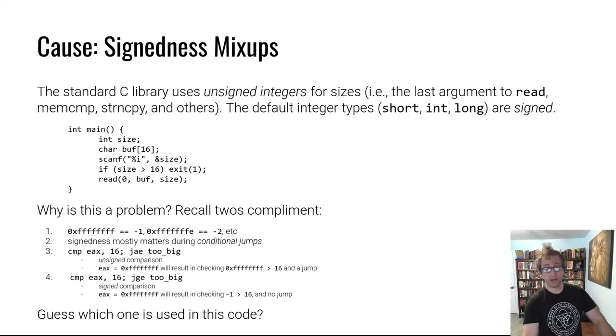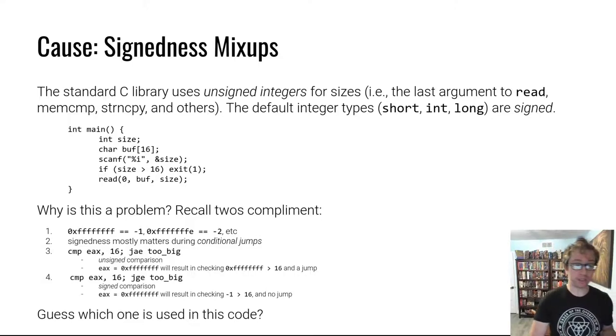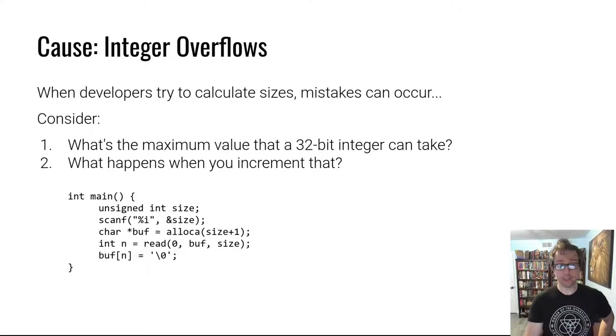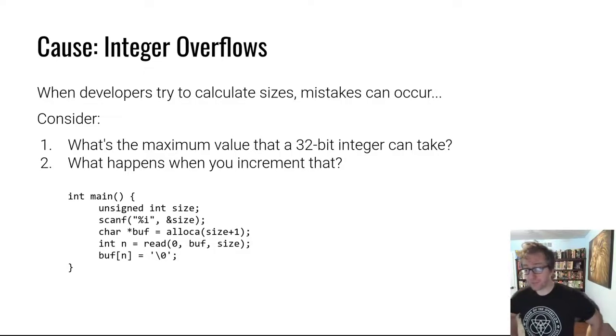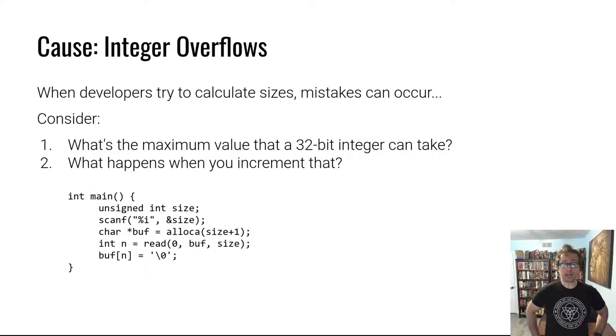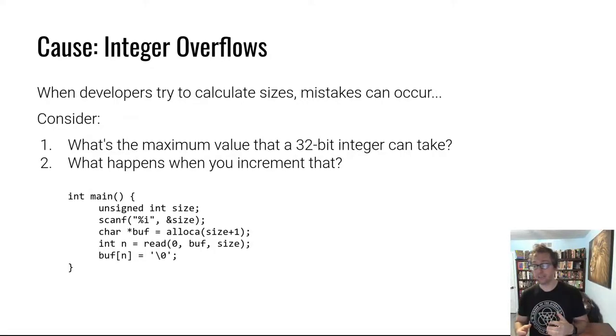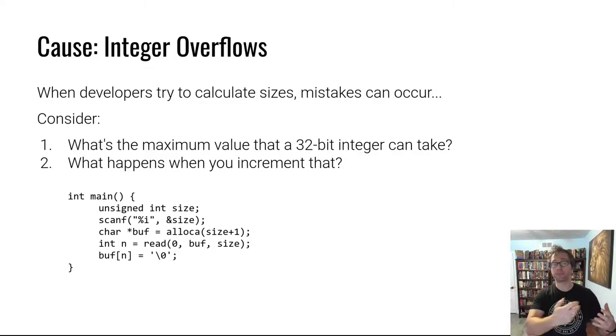I'm going to mention one more cause of a very similar sort of issue without going too far in depth. And that cause is integer overflows. Integer overflows are kind of similar to signedness in the sense that if you have a negative one and you add one to it, you have a zero. In the same way, negative one is equivalent to the highest number, 0xFFFFFFFF, that a 32-bit integer can store.